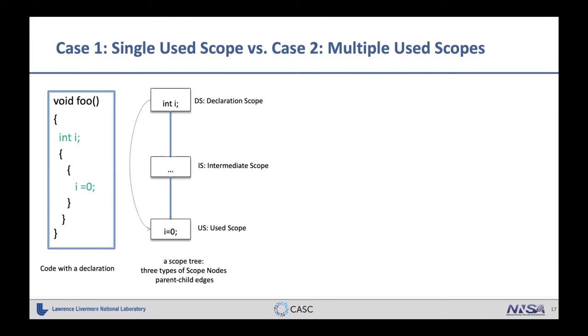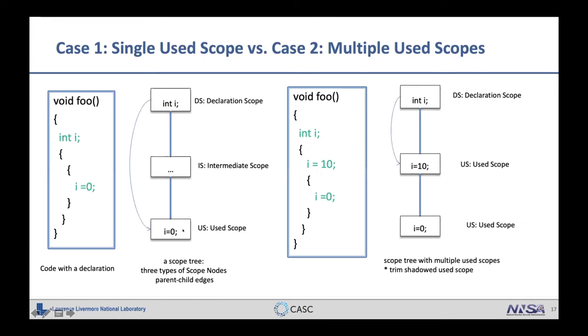So let's take the simplest case of moving a variable declaration to the innermost possible scope. You have the declaration scope, the intermediate scope, and the user scope. We build this kind of scope tree internally in our tool. In this simplest case, we can just move this int I to the user scope. And if you have multiple uses of this variable declaration, of course, you cannot move to the bottom, but instead, you can only move to the first user scope.